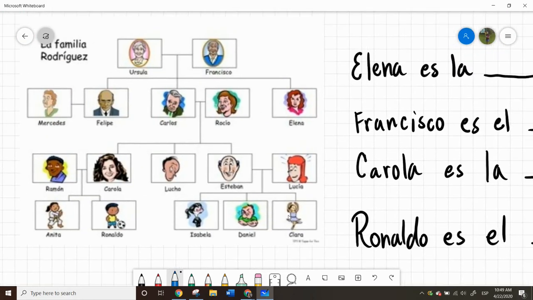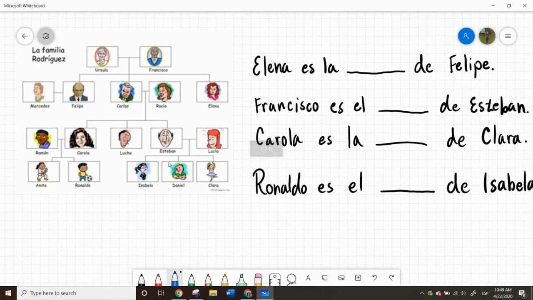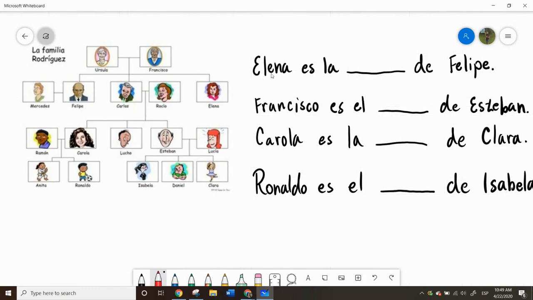This is not my family, but we're going to use this family tree to fill in some blanks here about the relationships, okay? So we've got Elena, es la blank de Felipe. So Elena is the what of Felipe. So let's find Elena and Felipe. Elena is right here, okay, and Felipe is right here. Okay, so really what we need to put here is, if Elena is Felipe's mom, we're going to say Elena is the mother of Felipe. So we need to figure out how she is related to Felipe.